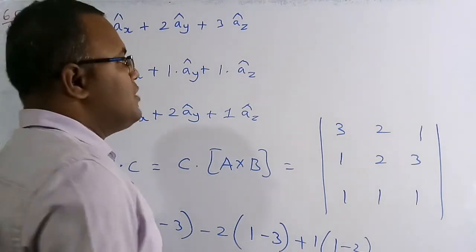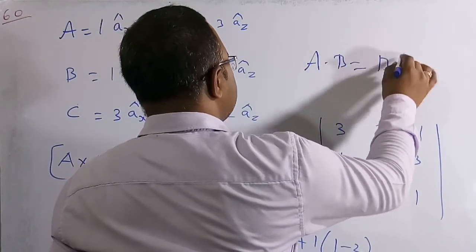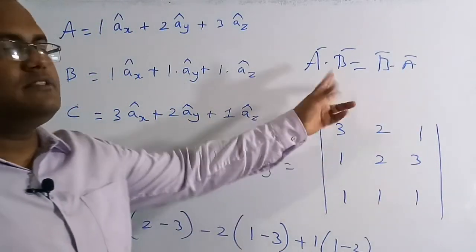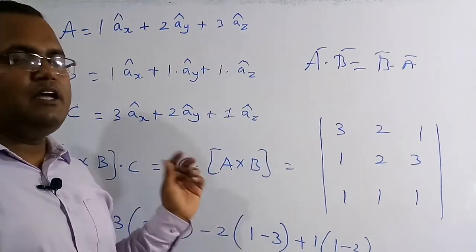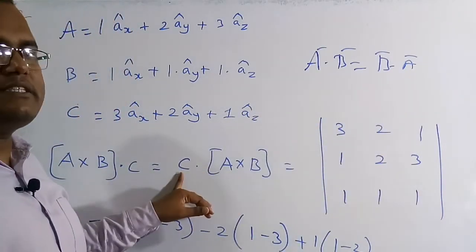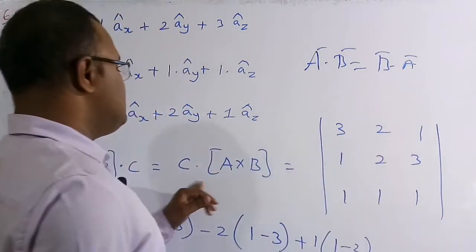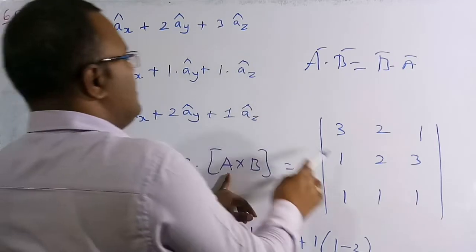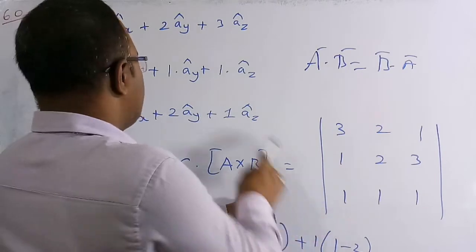See, the dot product is always a commutative property, which is a bar dot b bar is equal to b bar dot a bar. Therefore we can interchange these. So I did the interchange, which is c bar dot a bar cross b bar. To find this value, we have to go for the determinant of this matrix. The first vector is c, so take all the components of the c vector, 3 2 1, in the first row. Similarly the second vector is a bar, so take all the components of vector a in the second row, 1 2 3. The next vector is b bar, take all the components of vector b in the third row, 1 1 1.